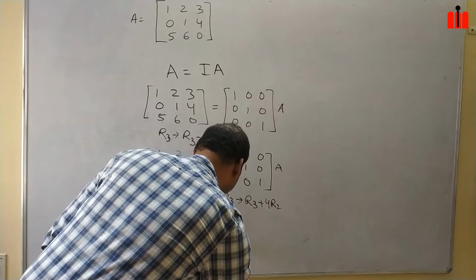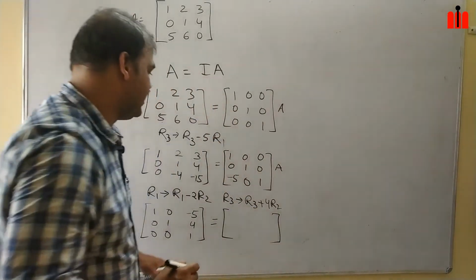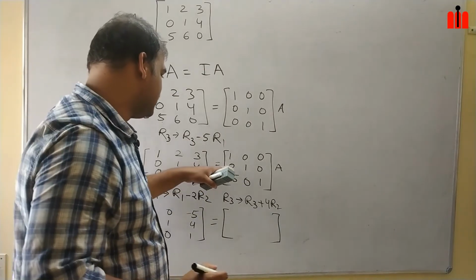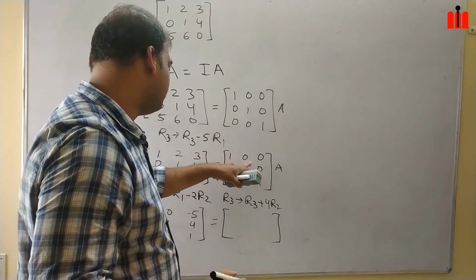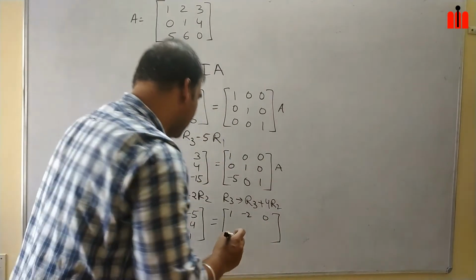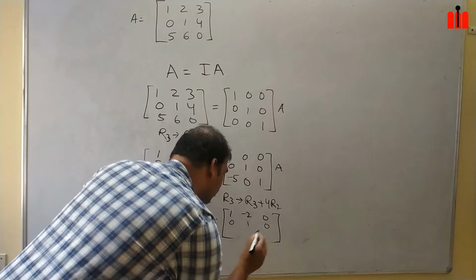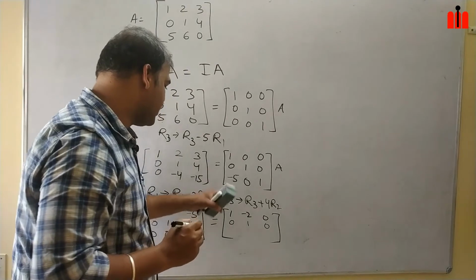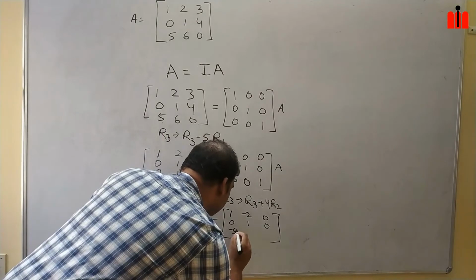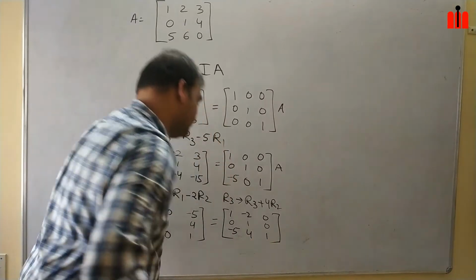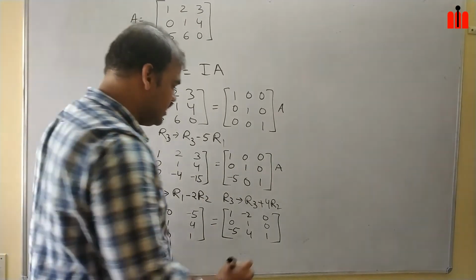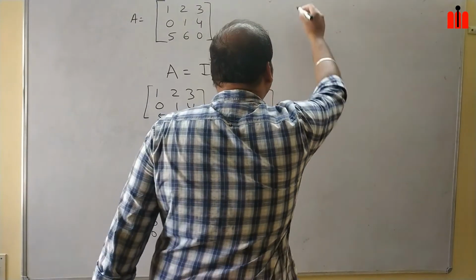Perform same thing on right hand side. So right hand side, R1 minus 2 R2. So R1 is R1 minus 2 R2. So it will become minus 2. So 1 minus 2, 0. Okay. R2 it will become unchanged because we are not doing any operations on R2. Okay. Now R3 tends to R3 plus 4 R2. So it will be minus 5, 4 and 1. Okay. Minus 5, 4 and 1. Okay. And here it will be A.